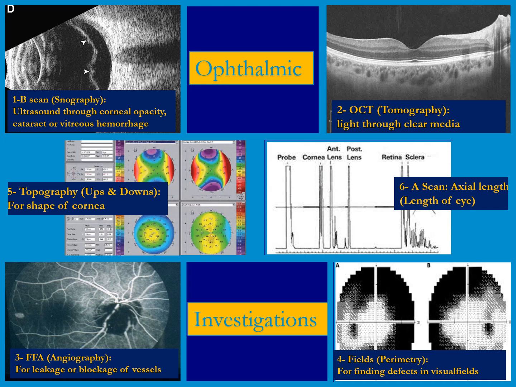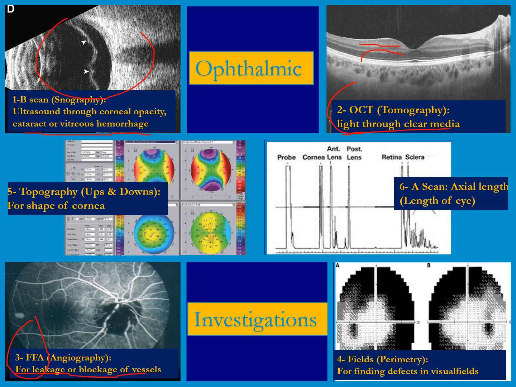These are all the different types of ophthalmic investigations. Number one is the B scan, which is actually an ultrasound through a corneal opacity or a cataract or a vitreous hemorrhage. Number two is the OCT or optical coherence tomography, for which you use the light through the clear media and you can see the retina layer by layer. Number three is the fundus fluorescein angiography, which is for the leakage and blockage of the blood vessels.